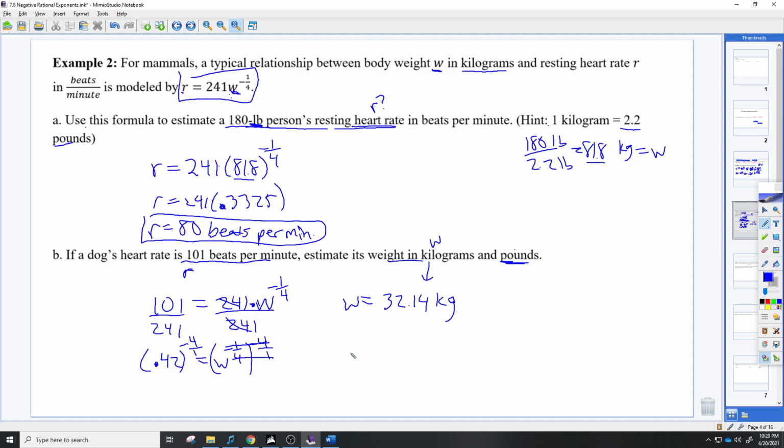We're going to take 32.14 kilograms, and we're going to multiply that by 2.2 pounds for 1 kilogram. So what actually happens is the kilograms go away, and we can multiply it out. That's 2.2. So let's see what it would be. We have 32.14 times 2.2. So it's about a 70-pound dog, 70.7 pounds, with a heart rate of 101.